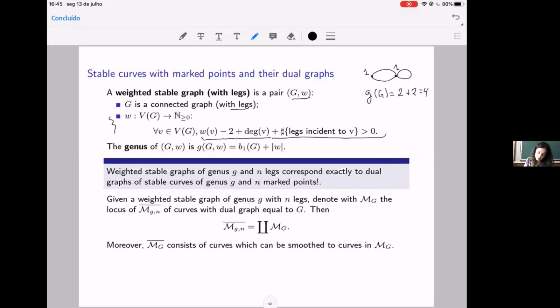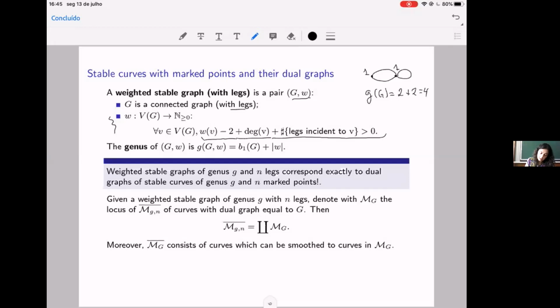And this respects stability, right? Because if you have vertices with weight at least 2, this is just asking nothing. And if you have vertices of weight 0 or 1, this means the same condition that we saw before for the stability condition on nodal curves.